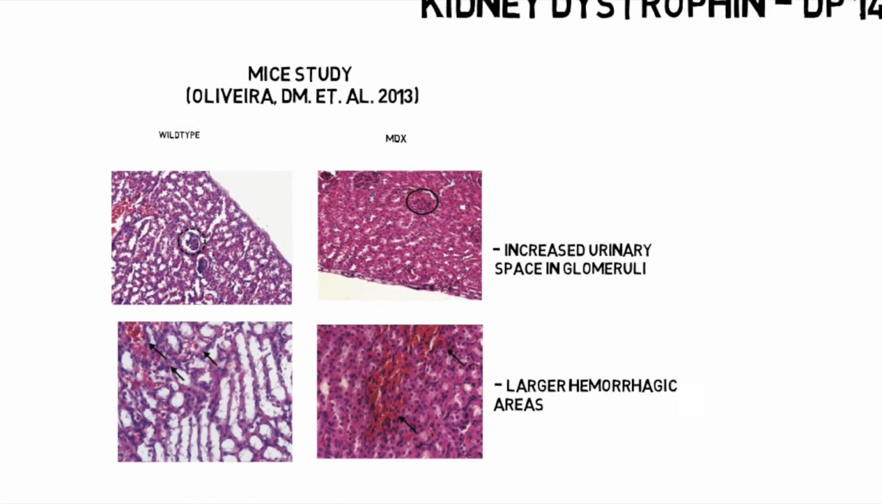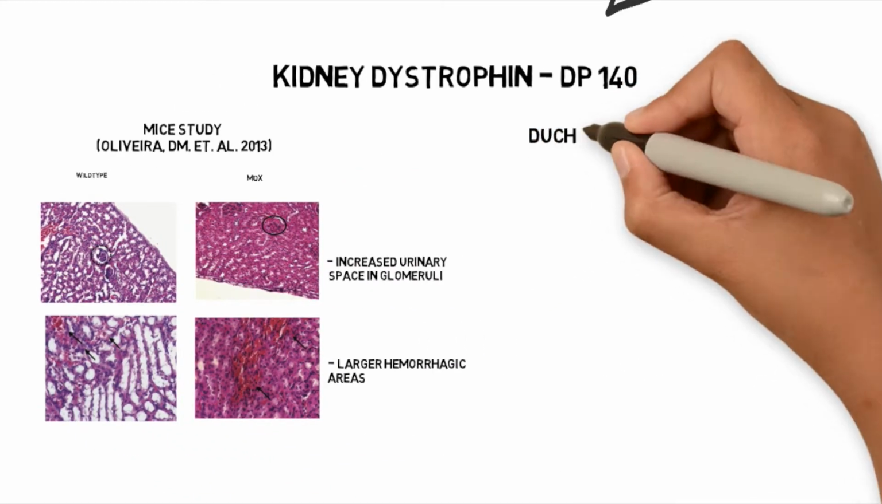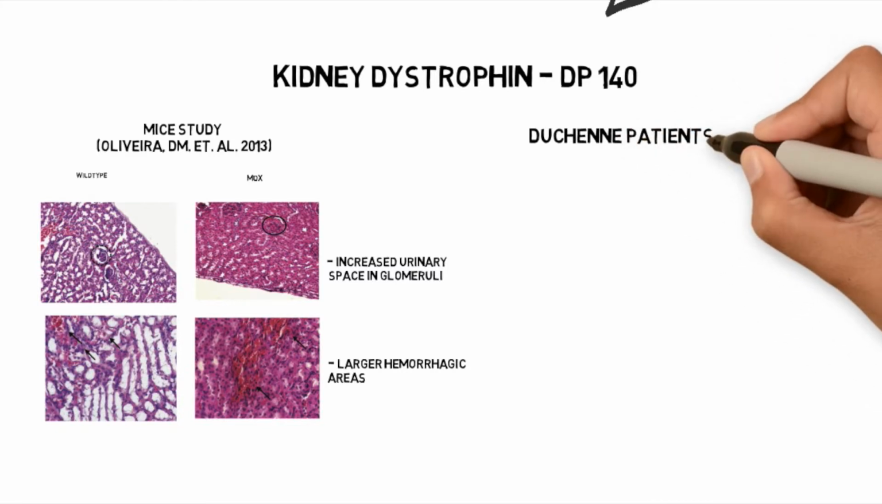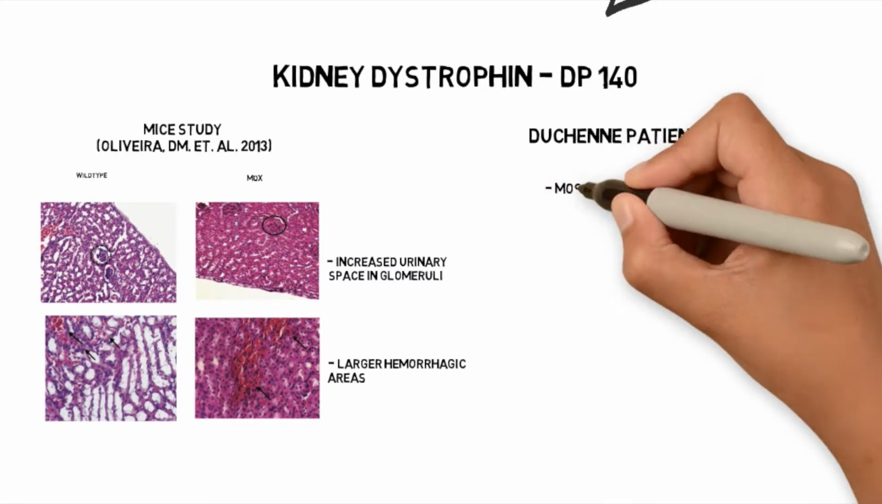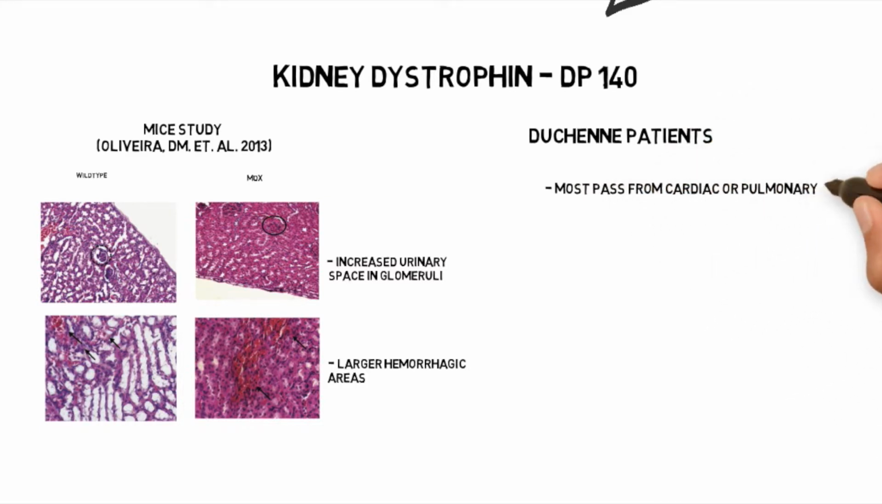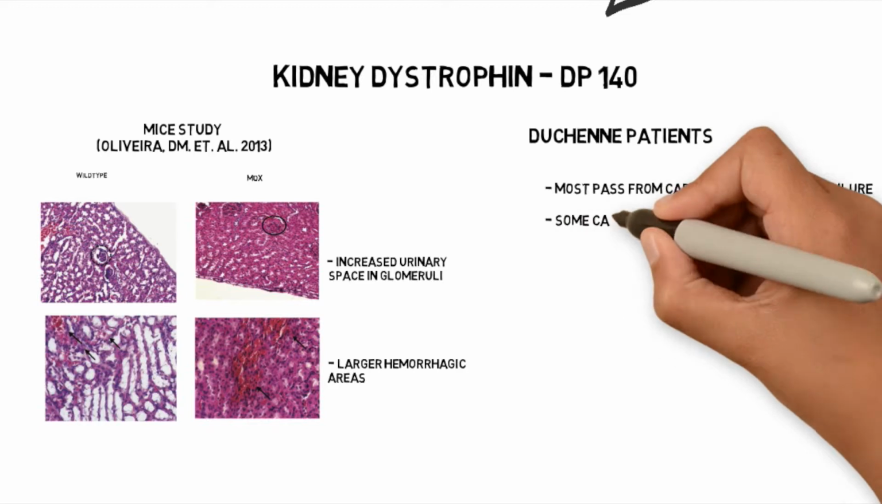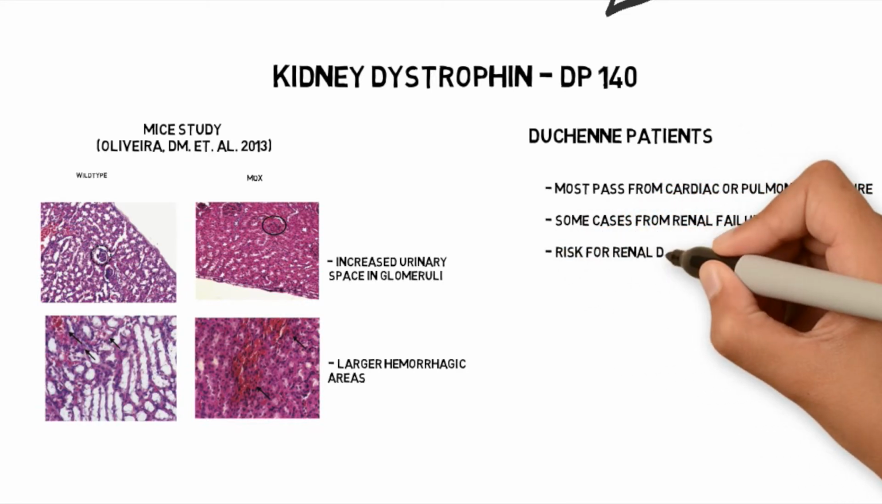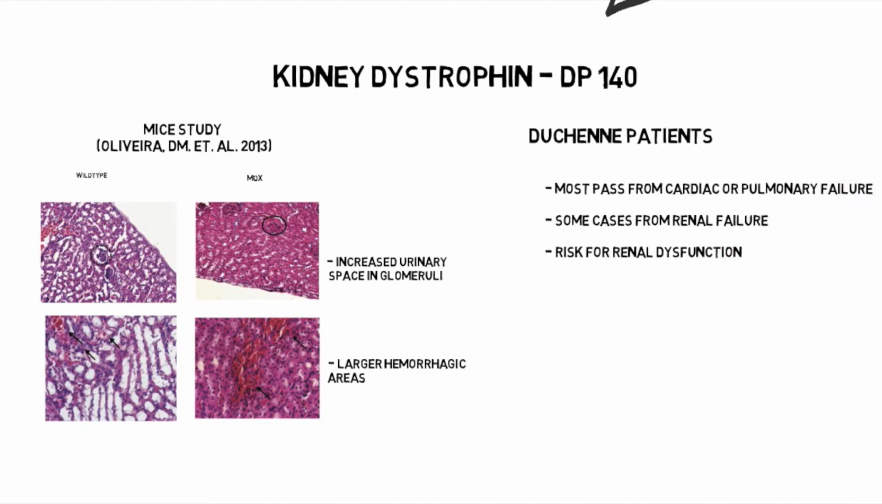Most patients pass from cardiac or pulmonary failure. However, there have been documented cases of DMD patients passing away from renal failure. At the minimum, DMD patients are at risk for renal dysfunction. The state of medicine has improved and caused fewer patients to pass early from cardiac or pulmonary failure, and now renal failure may be another problem that is worth researching.